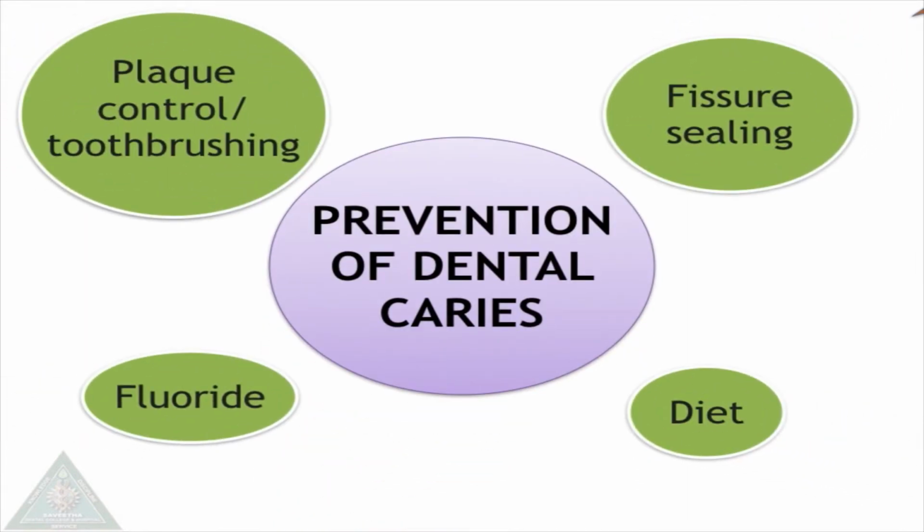How to prevent dental caries? Dental caries can be prevented by 4 effective methods. The first one is the plaque control method or proper brushing. The second method is the fissure sealing method. We use pit and fissure sealant to seal all the deep pits and fissures present in the molars and premolars. The third one is diet counseling or a controlled diet. The fourth one is the application of fluoride.